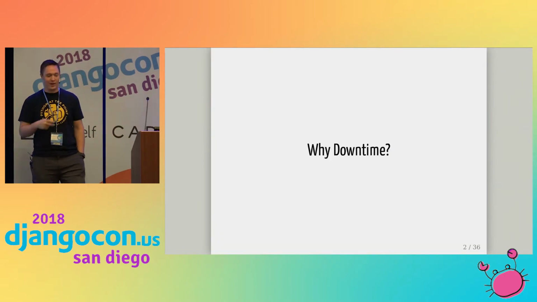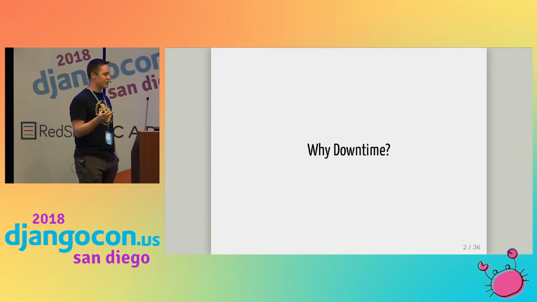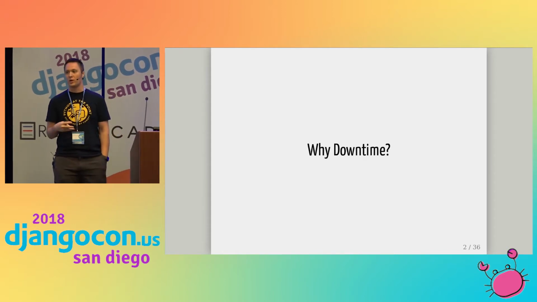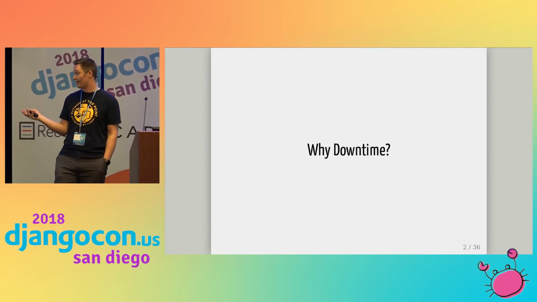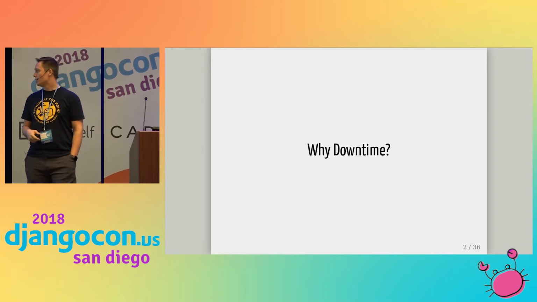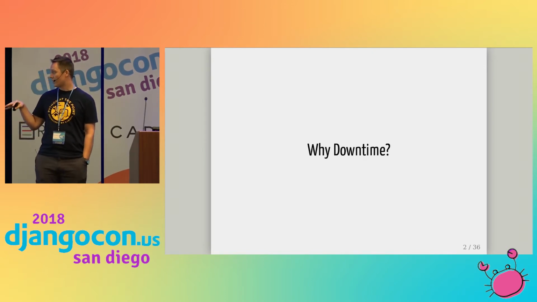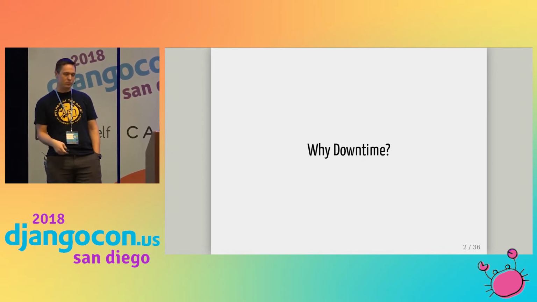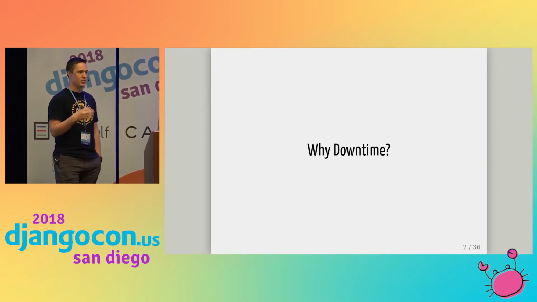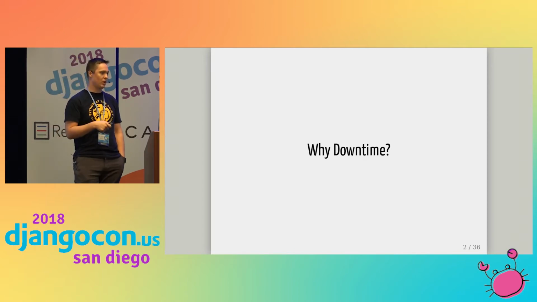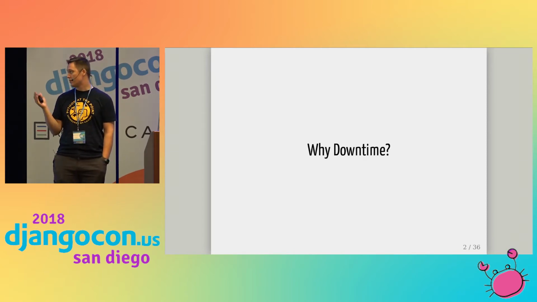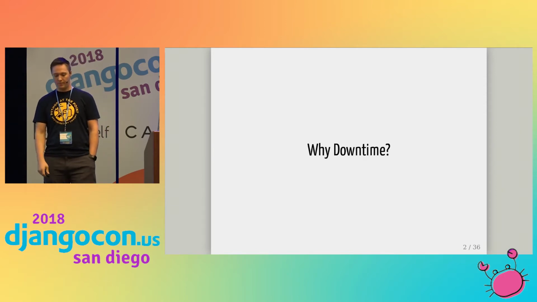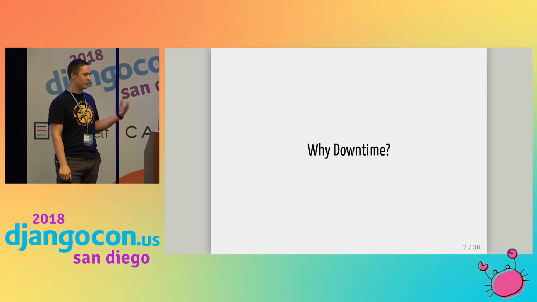So I guess there's two questions we need to answer first as we get started. One is, what is downtime, and why do we normally have downtime? For this talk, I'm only going to be talking about the downtime that happens when you deploy. Downtime that happens just because you have code issues or whatever, I'm not really going to go into, because it's about zero downtime deployments, right? So downtime is when you deploy.